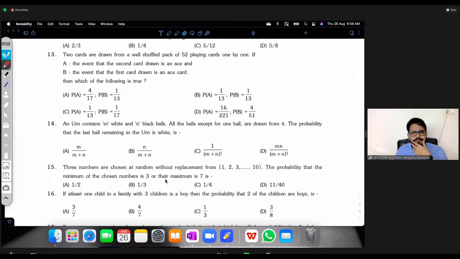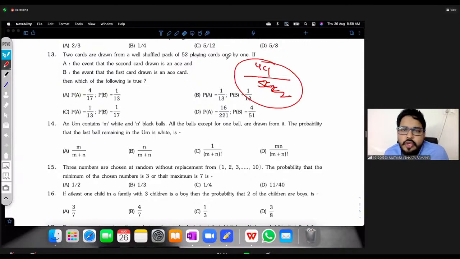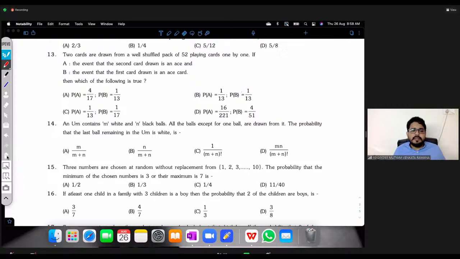Shiva? Sir, in 13th B, we can't take 4C1 by 52C2, sir. No. In this one, which one? Sir, in B. Oh, you mean to say 4C1 by 52C2, you mean to say? Yes, sir. No. Okay. Why? Because, sir, the first trial is different from the second one. They're not taking two together simultaneously. Okay, sir. I got it. Taking simultaneously is different and taking one after the other is also different. Yes.